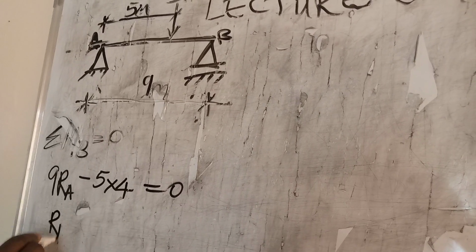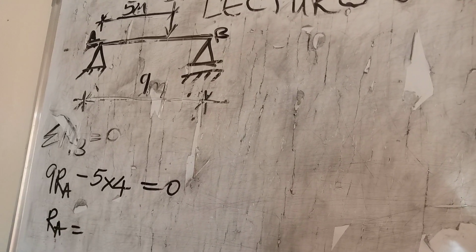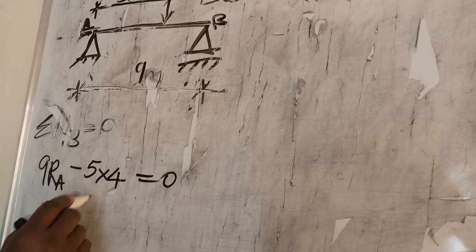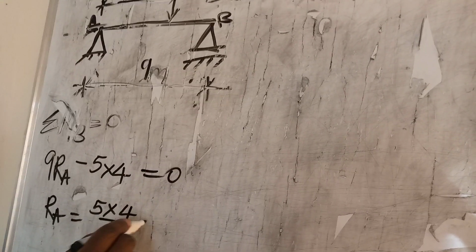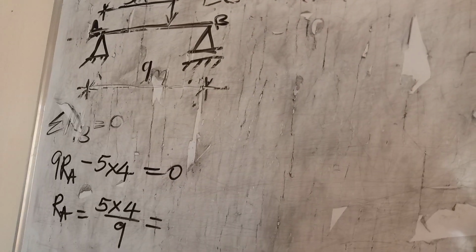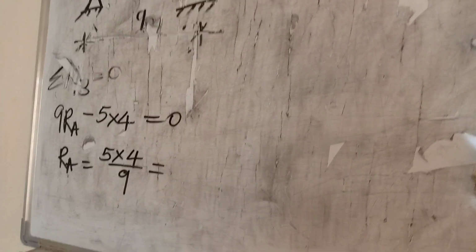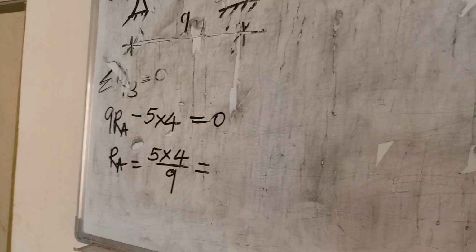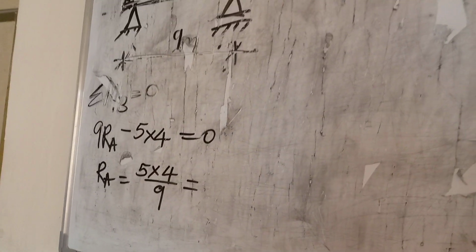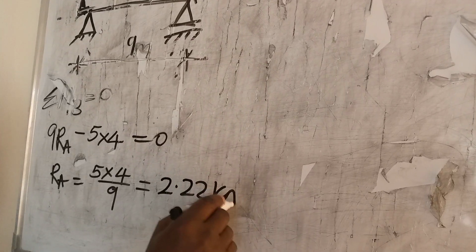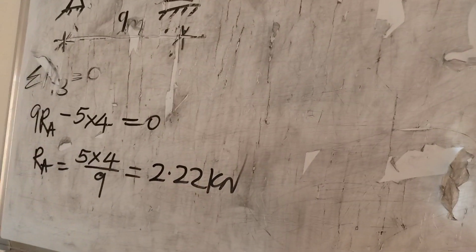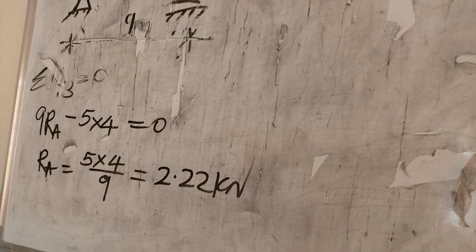That means RA is equal to 5 times 4 divided by 9. That means 2.22 kilonewton. Simple. As simple as that.